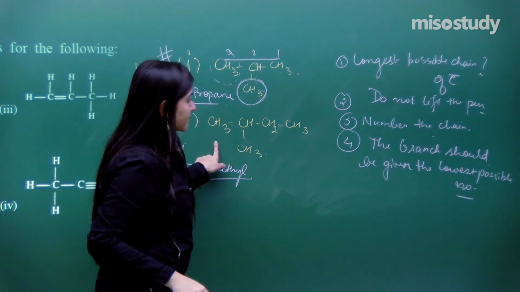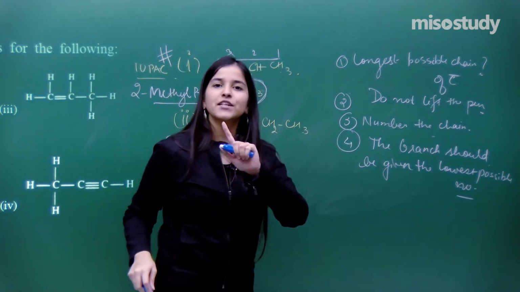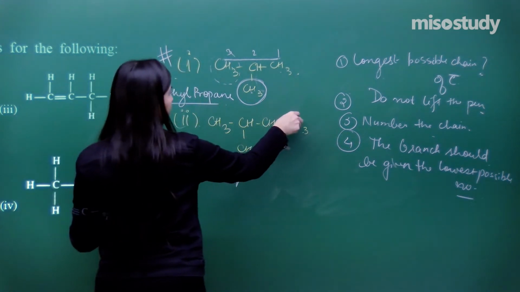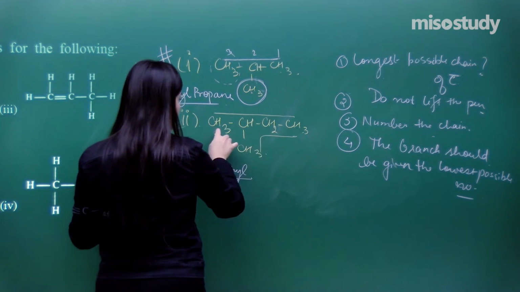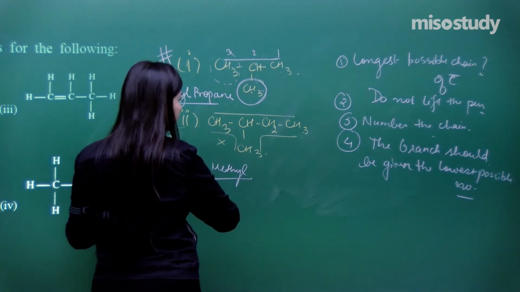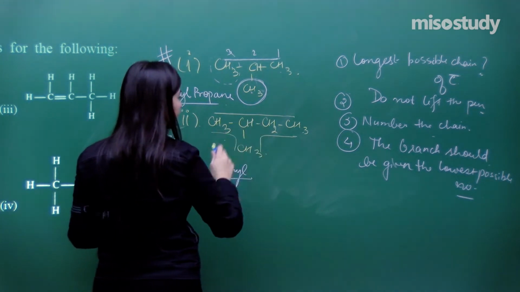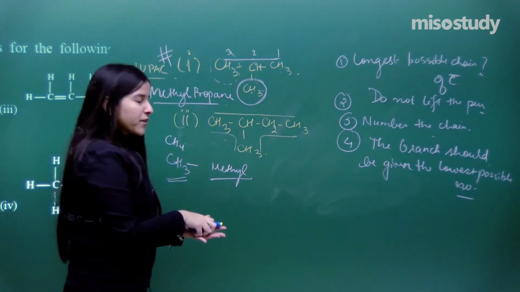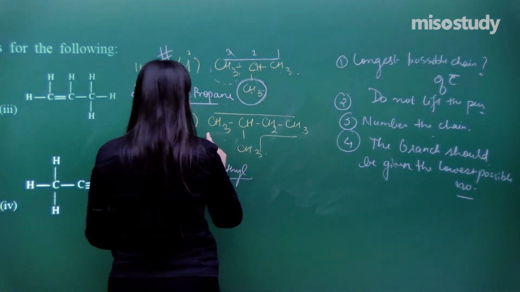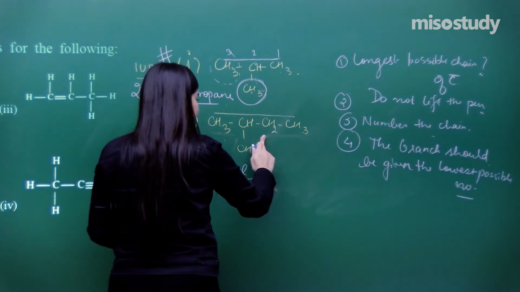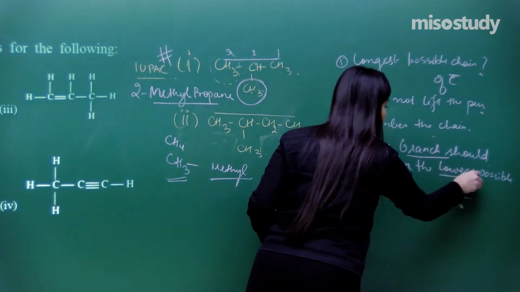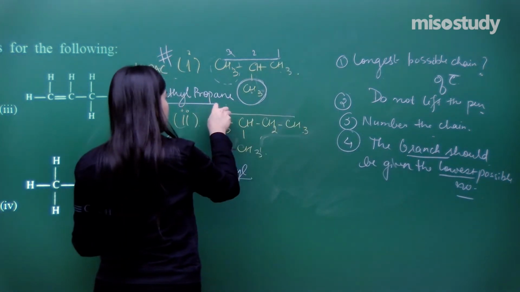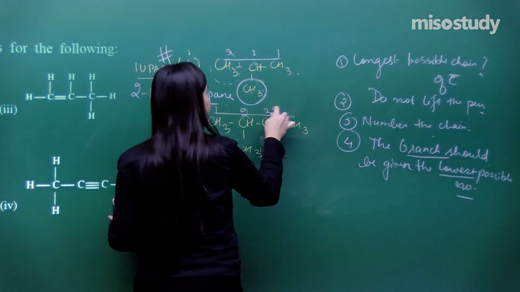Now coming on to this, I need to first of all select the longest possible chain. See here, 1, 2, 3, 4, yes, or 1, 2, 3, 4, or 1, 2, 3, no, this is not possible. So two options are there and each one of them is similar. So I am just choosing the straight chain. Let's number the straight chain, and to be kept in mind, the branch should be given the lowest possible number. So I am numbering it from 1, 2, 3 and 4.